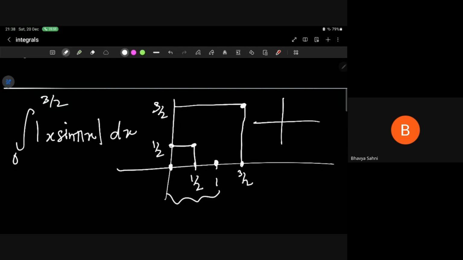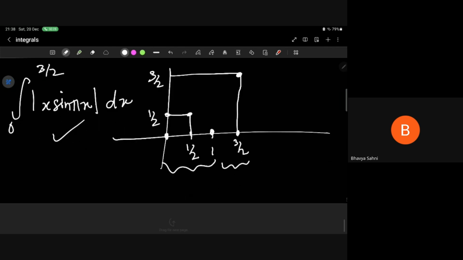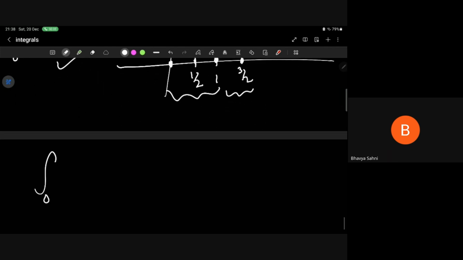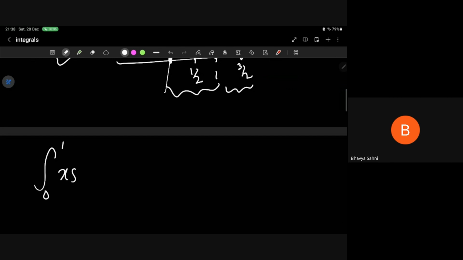This is from 0 to pi, correct? Because at 1 it will be pi, sine x will be sine pi at x equals 1. So from 0 to pi, the value of sine will always be positive. But from 1 to 3 by 2, the sine is negative, right? So this is one range and that is another range. We can divide this question into the integral from 0 to 1 of x sine pi x dx plus the integral from 1 to 3 by 2 of x sine pi x dx.